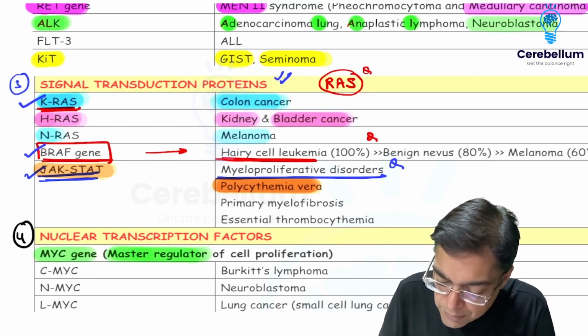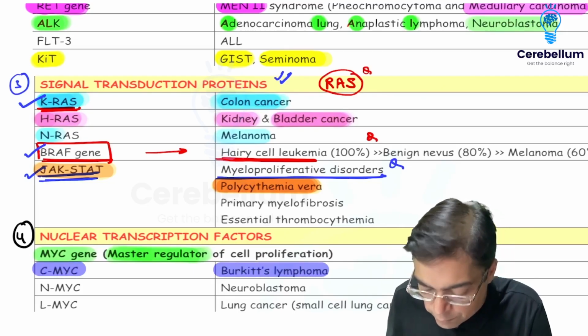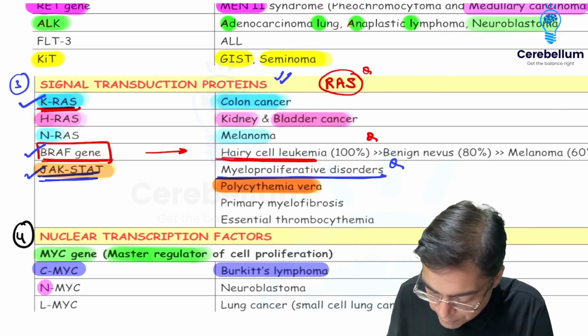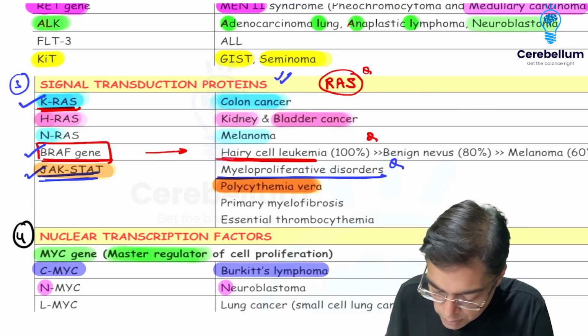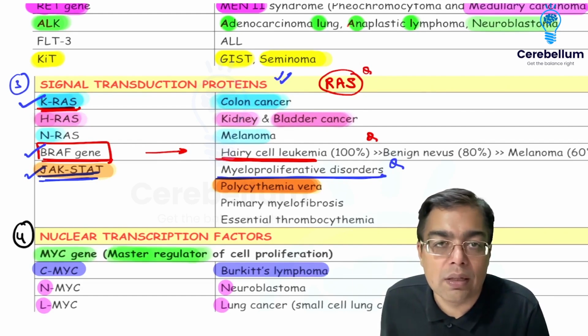The commonest example that is asked in the exam is that of c-MYC, which is associated with a tumor which is given the name of Burkitt's lymphoma. We do have an association of n-MYC and a patient who's going to be having neuroblastoma. And we are familiar with the fact that patients who are going to be having L-MYC are going to be having lung cancer.